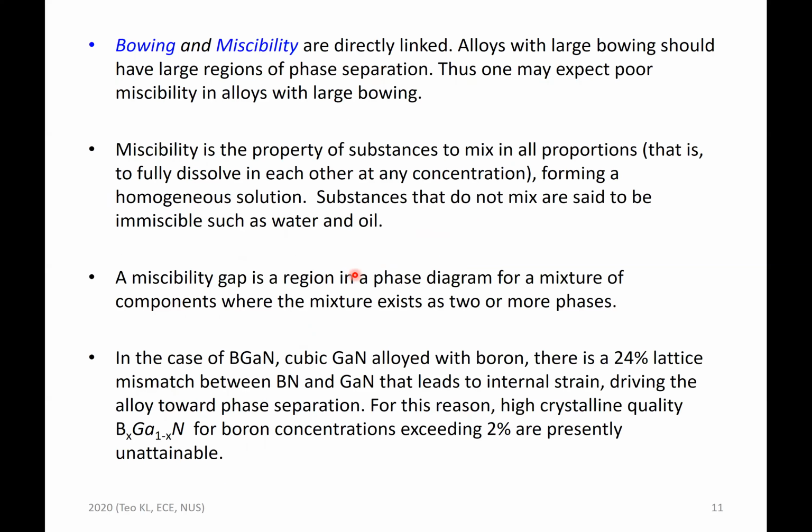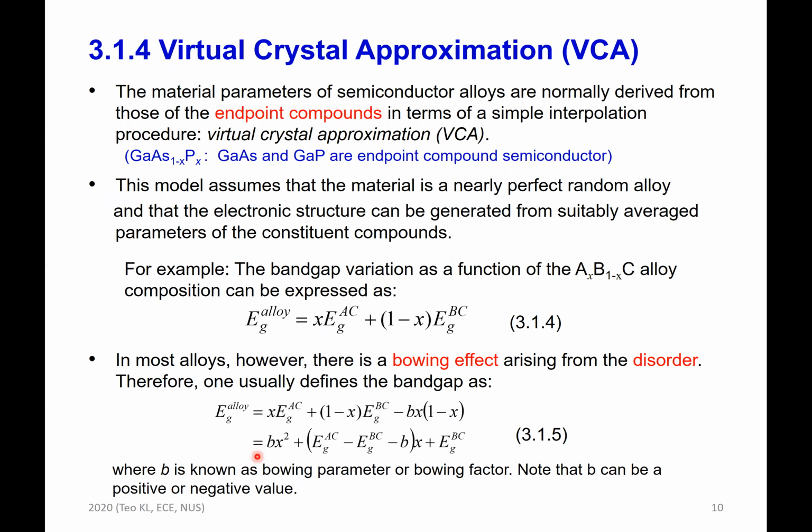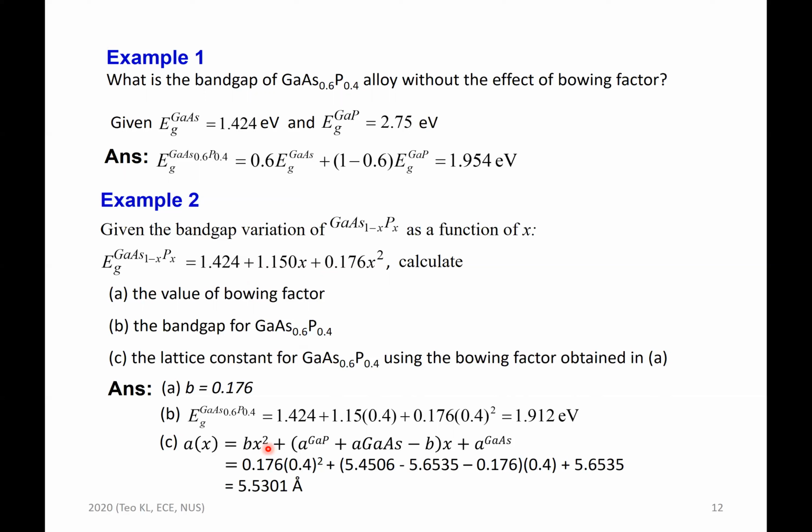If you look at this equation itself, it makes a comparison. The factor in front of the x squared is b, so that is your bowing factor. So what is the value of the bowing factor? Actually, it is 0.176.